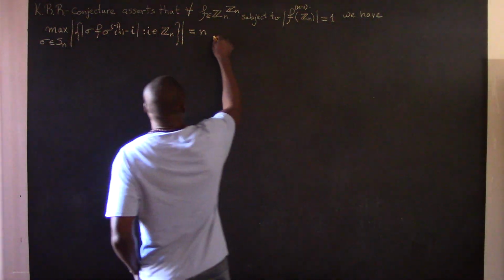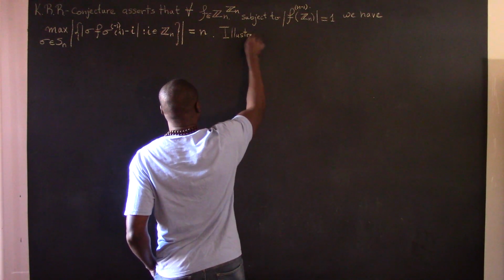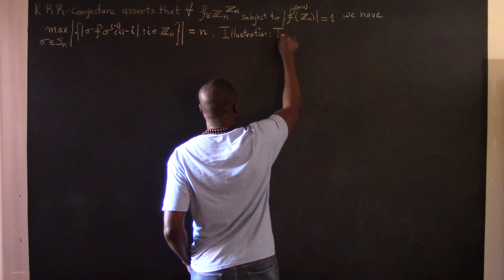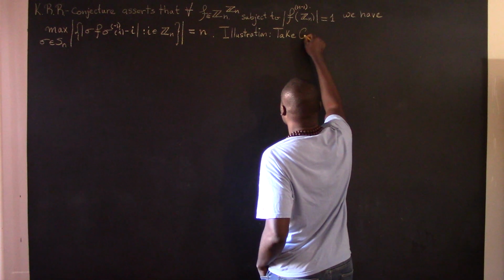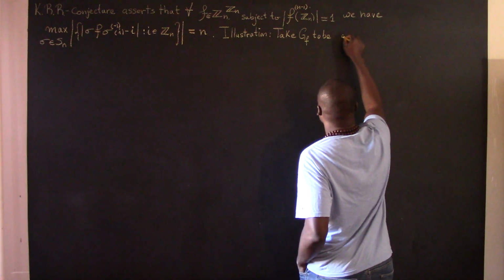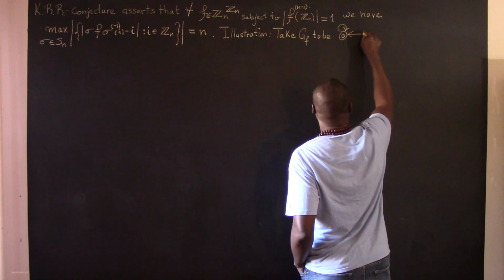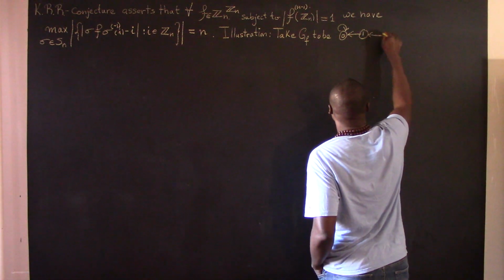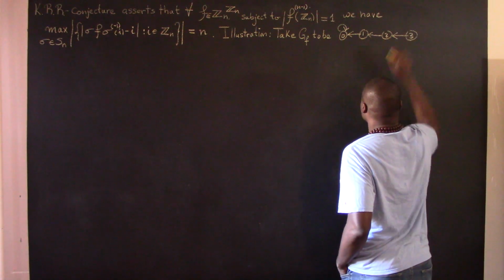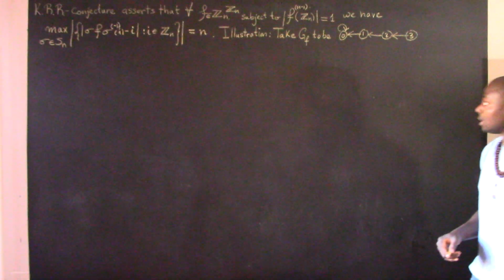Okay, and I want to illustrate this with the example that we saw. So let's give an illustration. So take the function gf to be the one we started out with, self loop at 0, 1, 2, and let's say 3. So the vertex set of this graph is 0, 1, 2, 3, which is basically Z4.